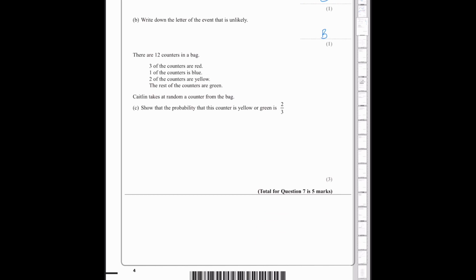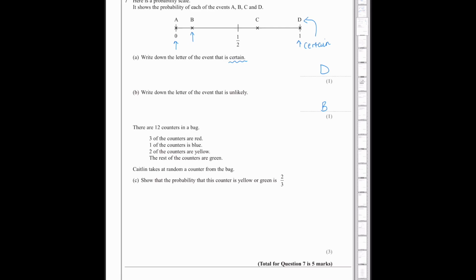And then it says there are 12 counters in a bag. 3 of the counters are red. 1 of the counters is blue. 2 of the counters are yellow and the rest are green. So we need to know how many green ones there are. Catelyn takes a random counter out of the bag. Show that the probability that this counter is yellow or green is 2/3. Sorry, I didn't read that very well.